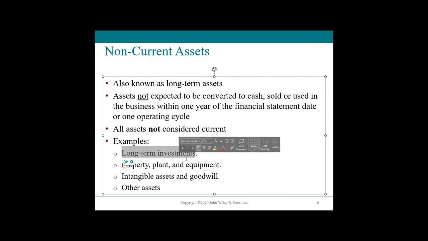Goodwill is confusing, so I will just put it like this. It is when a company pays more for a company than its fair value of assets. The amount paid over and above those assets is called goodwill. And if you come take Advanced Accounting 2 with me, 4102, we will talk a lot about goodwill there. All right, so other assets.